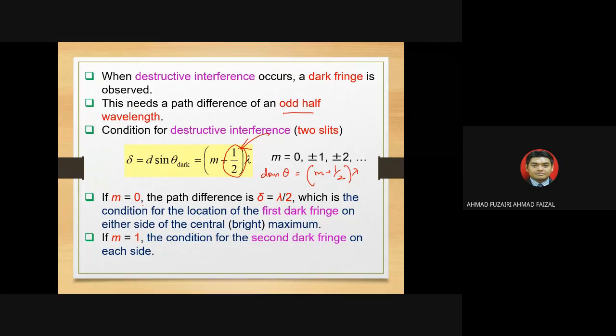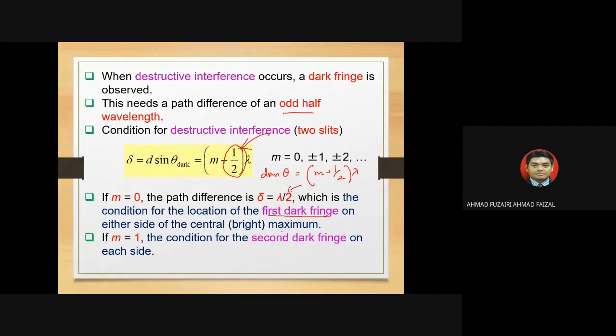So if m equals to 0, the path difference is delta equals to lambda over 2. Okay, lambda over 2. Why? Because when m is 0, so 0 plus 1 over 2 becomes 1 over 2 lambda. So 1 over 2 lambda is lambda over 2, which is the condition of the location of the first dark fringe. So first dark fringe, m equals to 0, the second dark fringe, m equals to 1. So you need to minus 1.